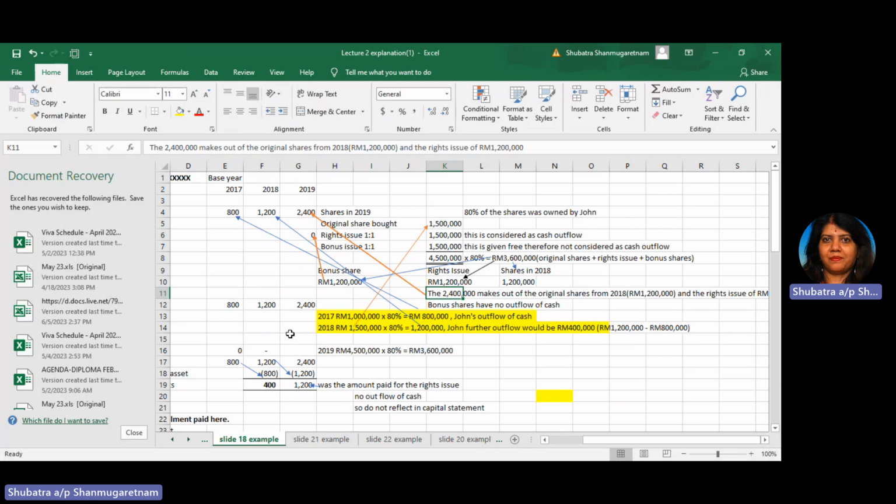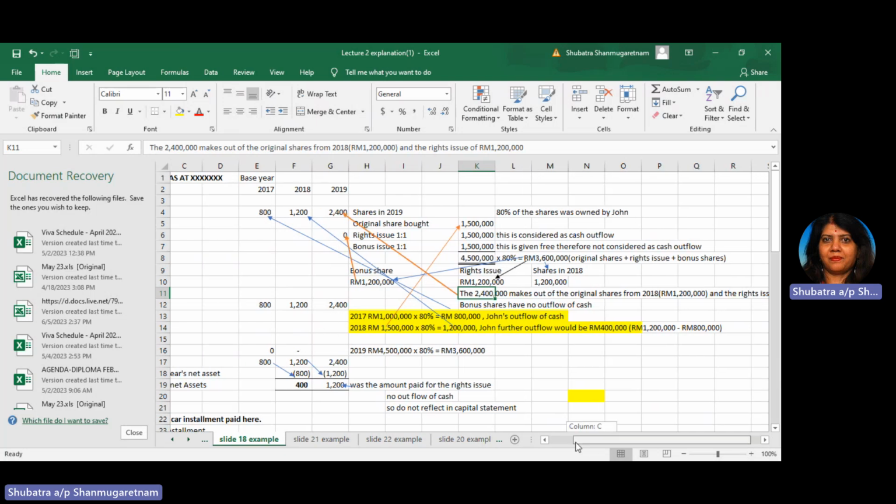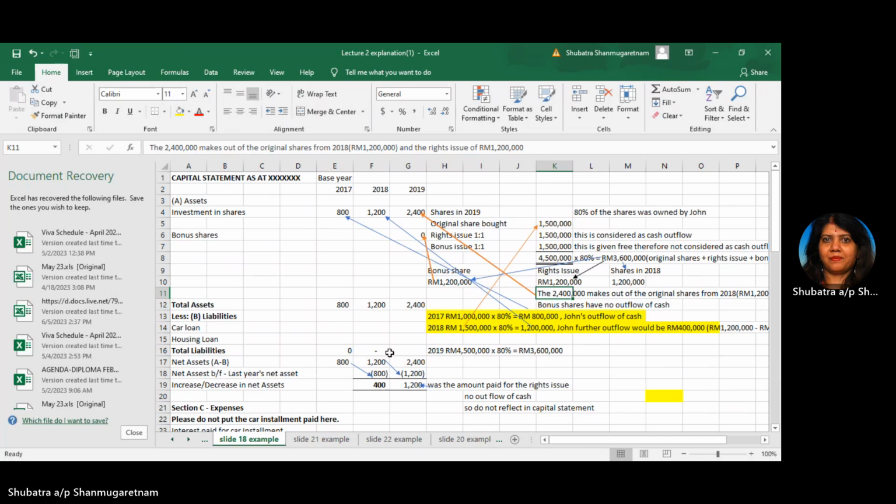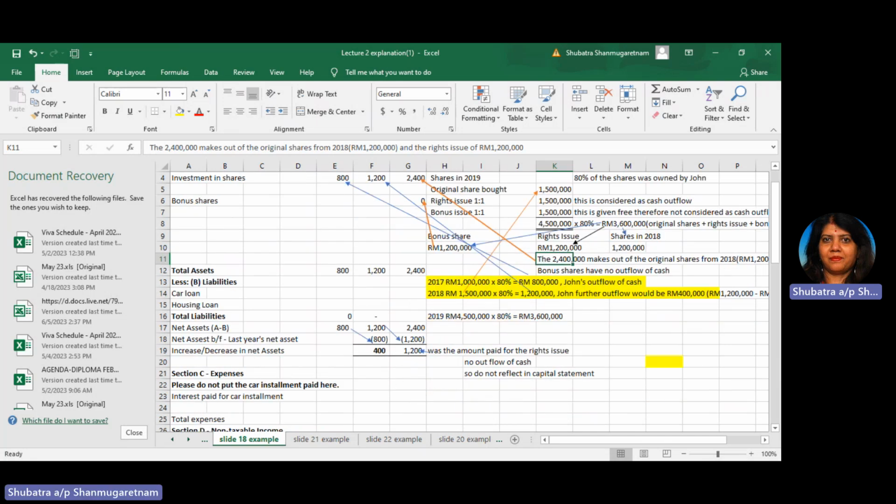All right, again, we can actually verify this. Your net asset was 2.4 million. Out of it, 1.2 million is what you have incurred in 2017 and 18. So the outflow of this year is actually 1.2 million. All right, guys.